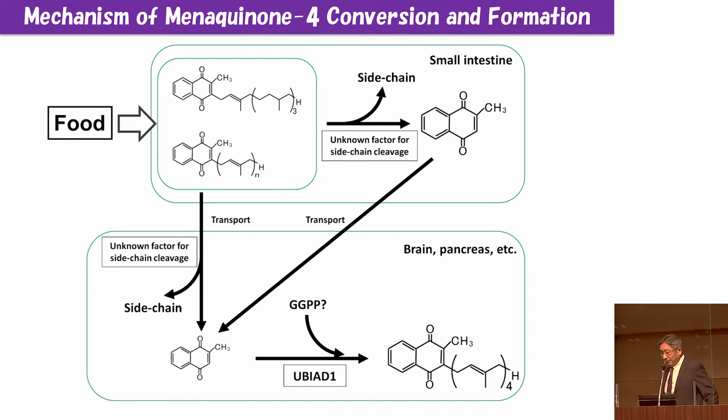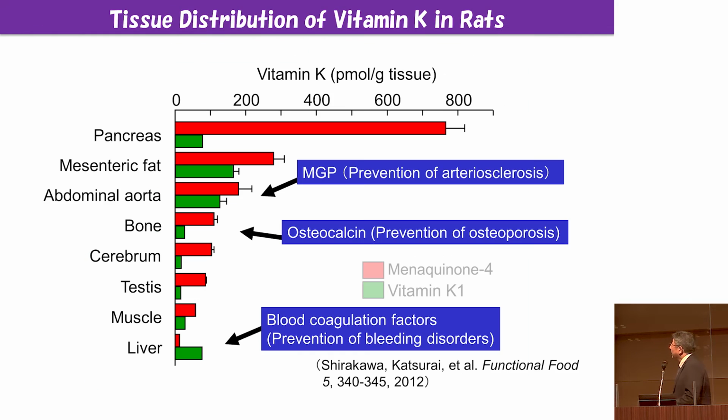Although the functions of vitamin K in the arteries, bones, blood, and liver are well understood, the role of vitamin K in other tissues, particularly menaquinone-4, is not yet well understood. For this reason, we firstly targeted the testes in our research.